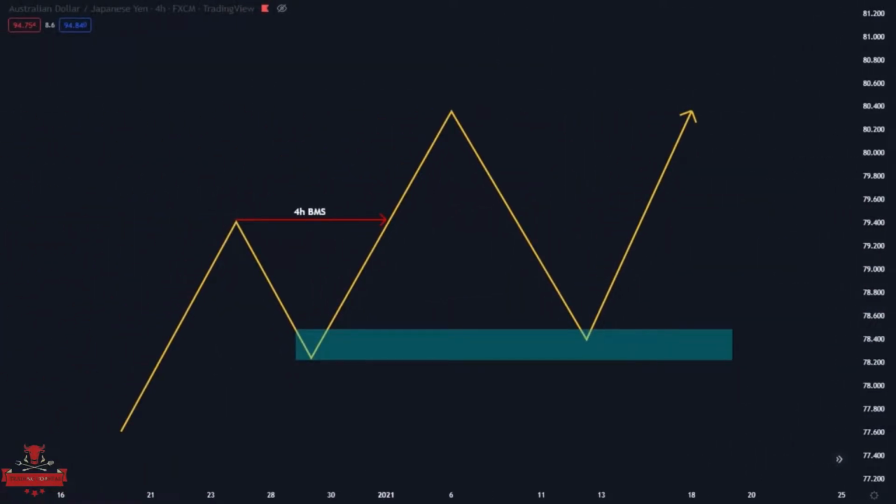In this video, we're going to be talking about risk entries and in particular front-running our risk entries. Now, front-running involves placing your pending order a few pips above or below the order block itself, rather than waiting for price to tap into the order block.